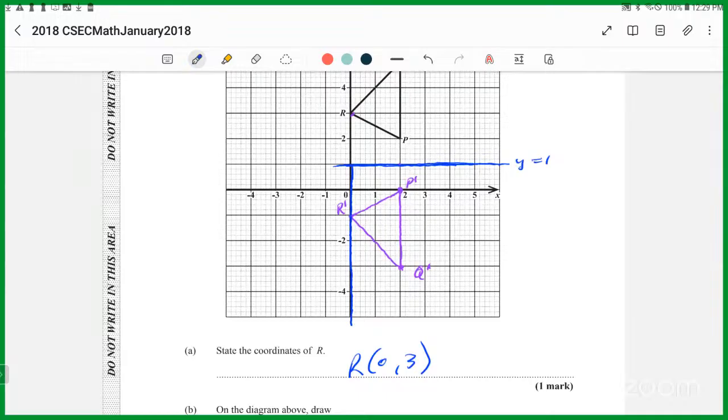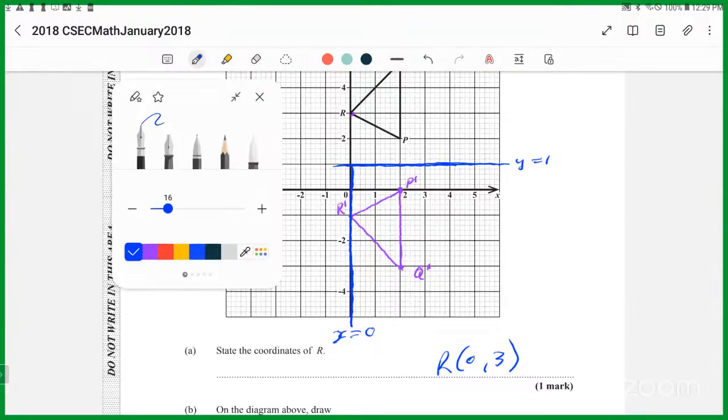What are we doing, guys? We are doing compound transformations right here now. So reflecting in the line y equals 1, and we're now reflecting in the line x equals 0. That's the line x equals 0. Move this over. So doing two reflections. Alright? So let's draw that one in. Let's draw that one in red.